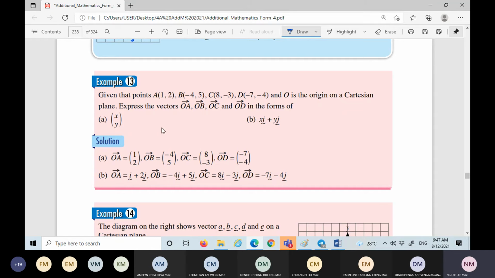Then when you write in part B in the form of xi and yj, the same thing. 1, 2 is 1i and 2j. But you don't need to write the 1, usually we don't write it. Then negative 4, 5 is negative 4i plus 5j. 8, negative 3 is 8i minus 3j. You see, all the signs will follow. Negative 7 is negative 7i, negative 4 is negative 4j. So this is very simple.